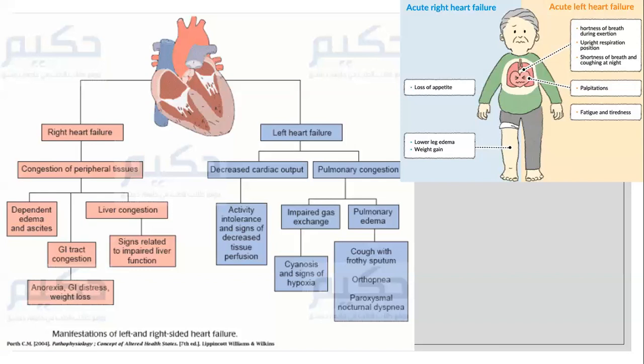So heart failure can be classified based on the side of the heart involved, either right or left. When both, we call it both side heart failure. Also, according to the portion of the cardiac cycle involved, either systole or diastole. So left side heart failure is typically similar to systolic heart failure, although there are some cases that may involve diastolic heart failure too.